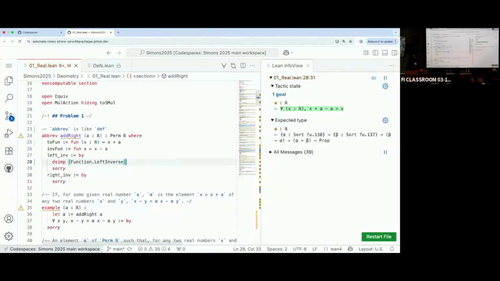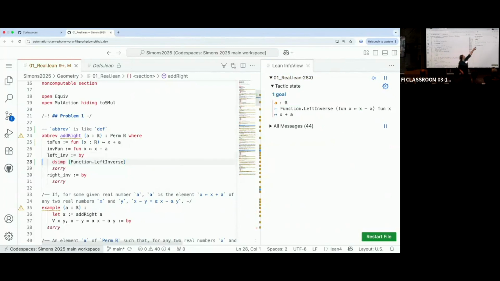In this case, there's only one thing in our list, but the square brackets allow you, in a way that can be parsed easily by Lean, to provide a whole list of things. How did you know that you need to write function left inverse, like from the left in, like notationally, it's not clear. How do you do that there?